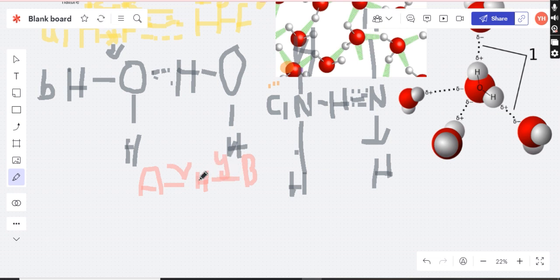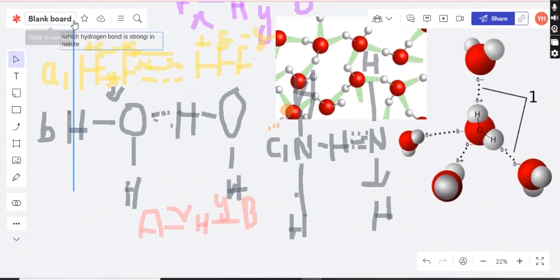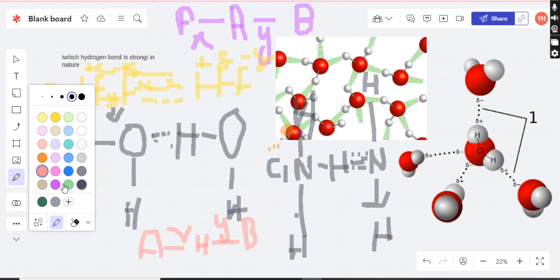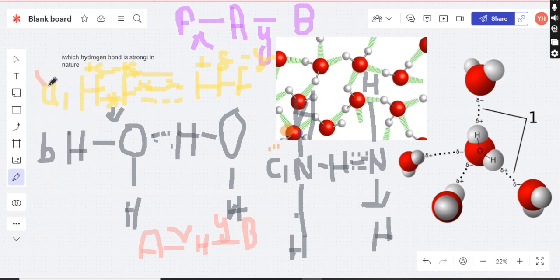The strength of the hydrogen bond is directly proportional to the electronegativity of A. So let's see which has the higher electronegativity. Fluorine has a high electronegativity and is smaller in size. Oxygen has high electronegativity but less than fluorine. Nitrogen also has high electronegativity but less than fluorine. So the right answer is this one. I've given you the concept behind it.